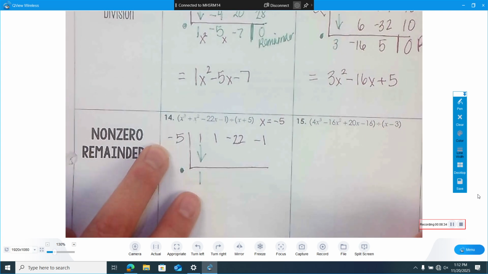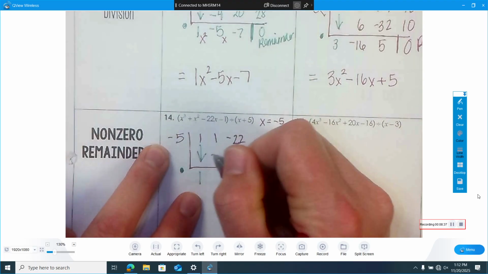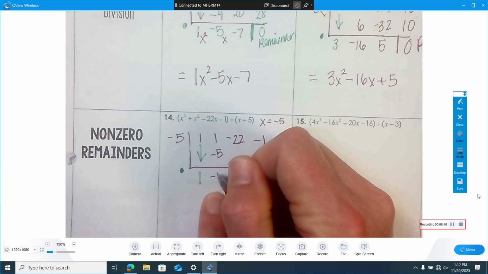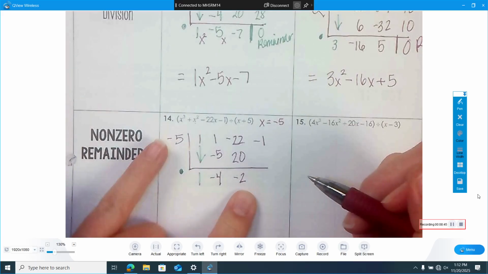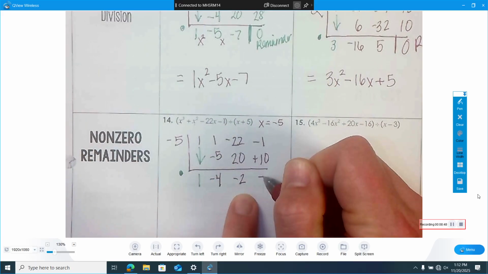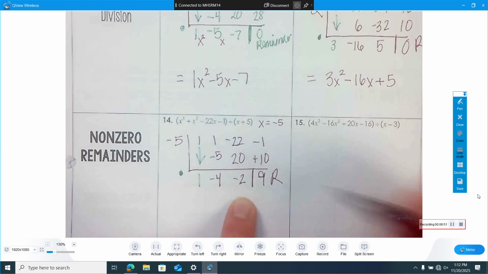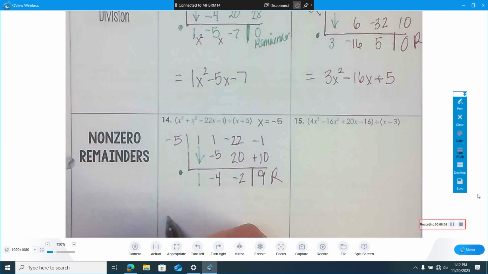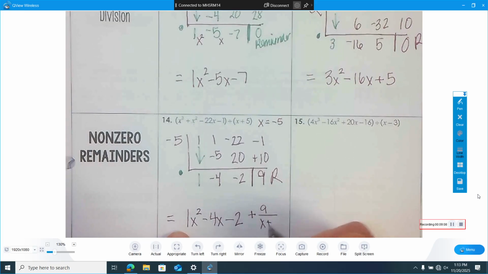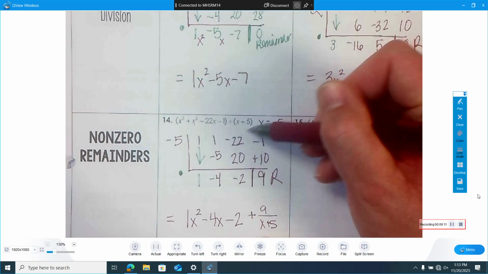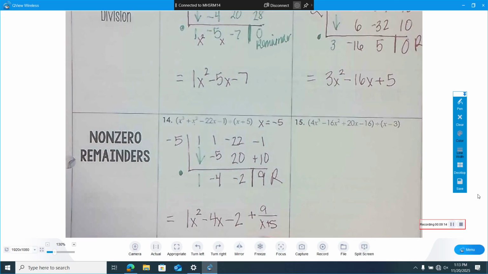So multiply. Combine, we get -4, +20, -2, +10, +9. So we get a remainder of 9. And so our quotient becomes 1x squared. Is it 9 over x? 9 over x plus 5. Yes, the thing that we're dividing by is still x plus 5. So it's remainder over divisor.